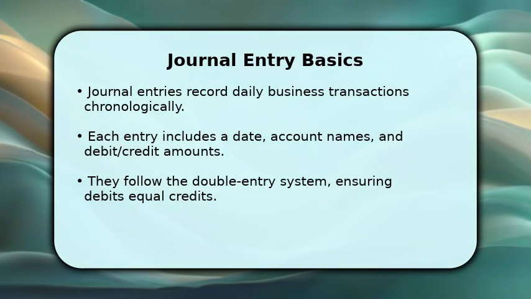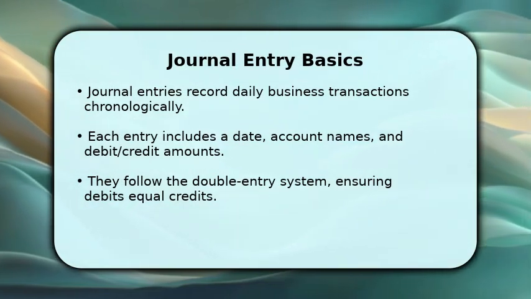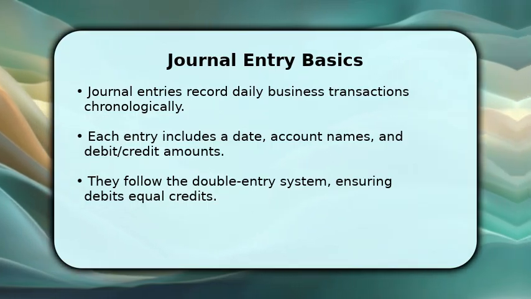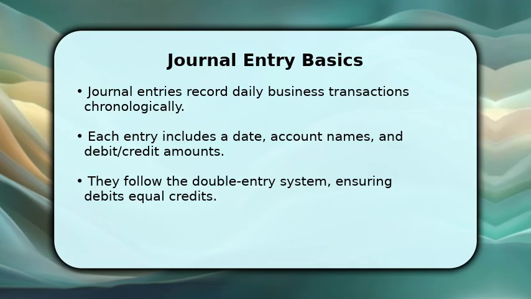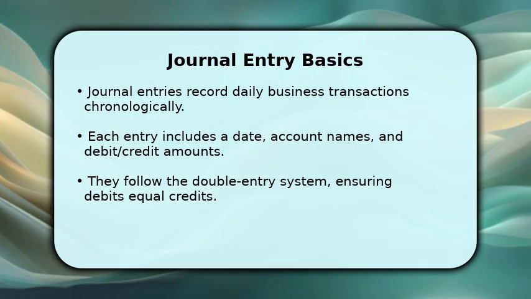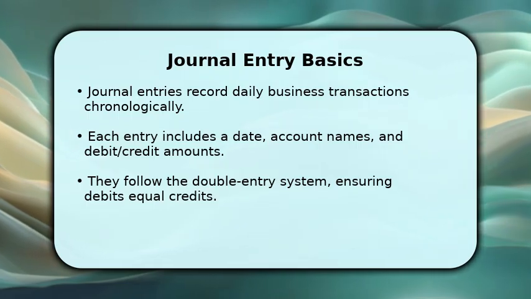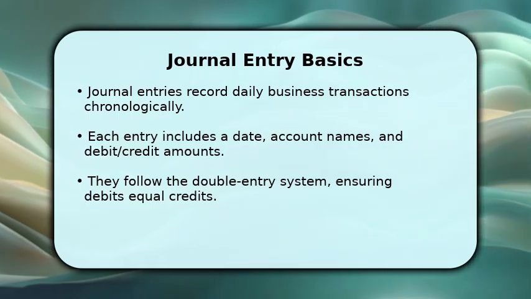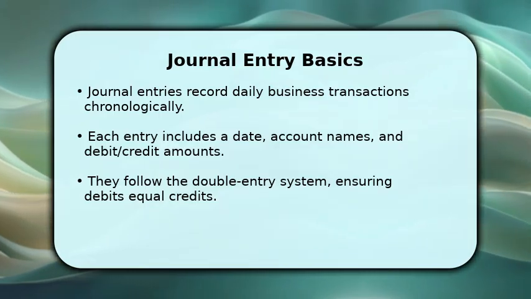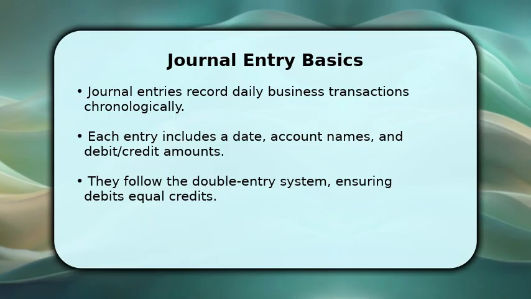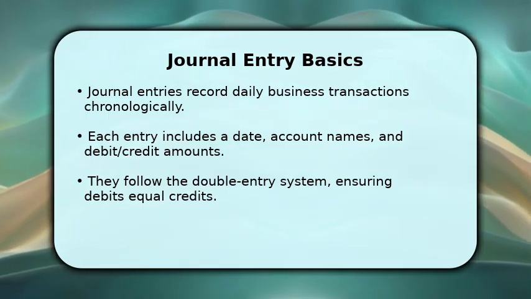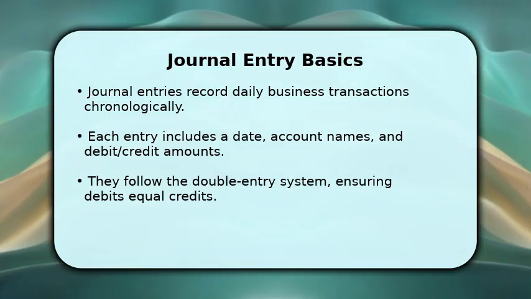Before we post, let's quickly review journal entries. These are the initial records of all your business transactions, captured chronologically. Every entry details the date, the specific accounts affected, and the corresponding debit and credit amounts. Remember, the double entry system dictates that for every transaction, total debits must always equal total credits, maintaining the accounting equation's balance. This foundational step ensures accuracy before moving to the ledger.